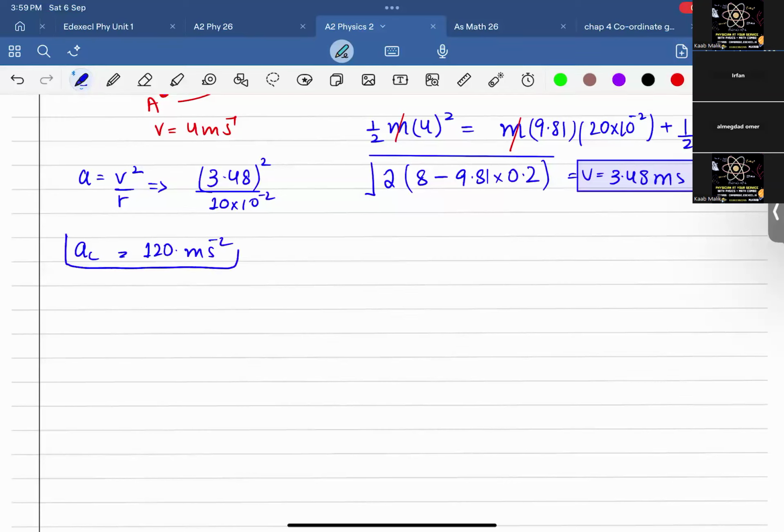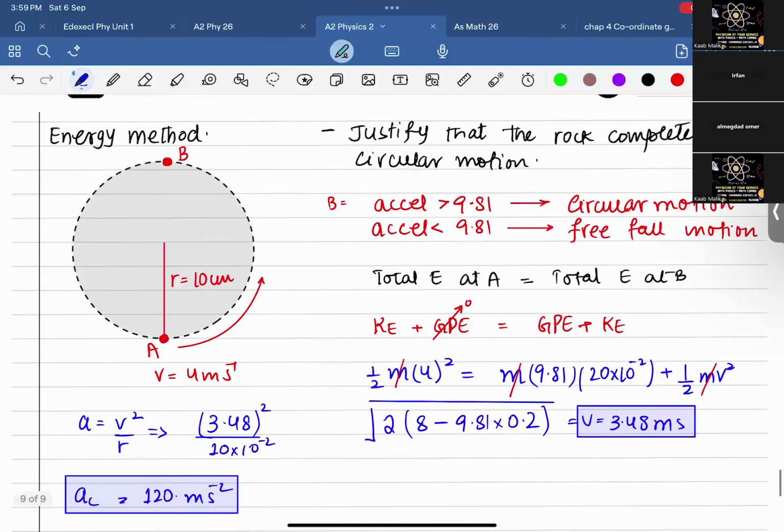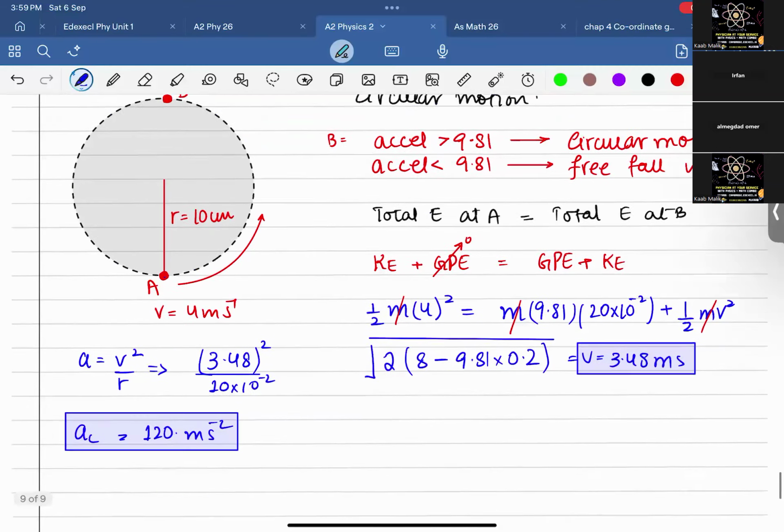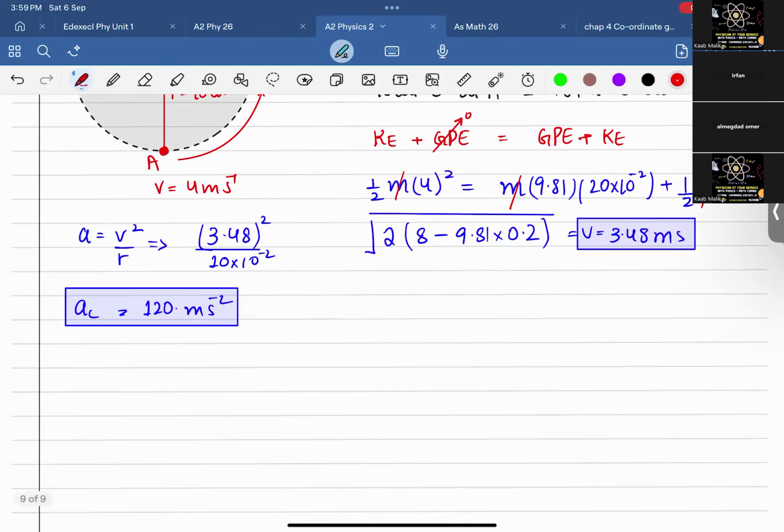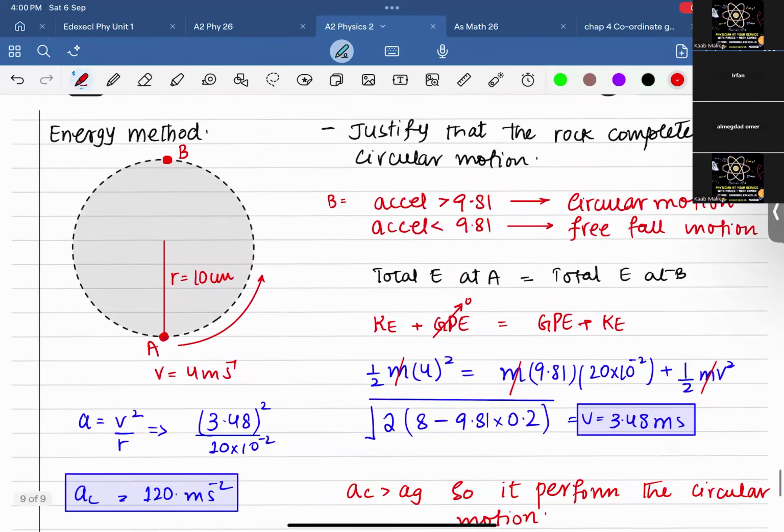Since this acceleration is larger than 9.81, the object will perform the circular motion. The centripetal acceleration is greater than the acceleration of free fall, so it completes the circular motion. Fine. Now it is done.